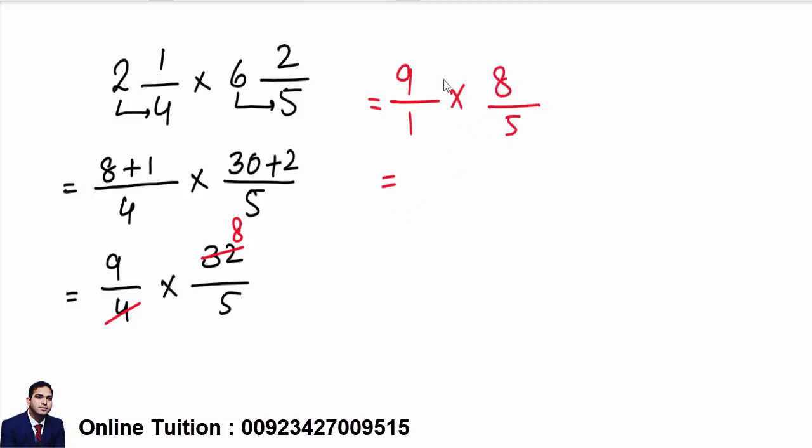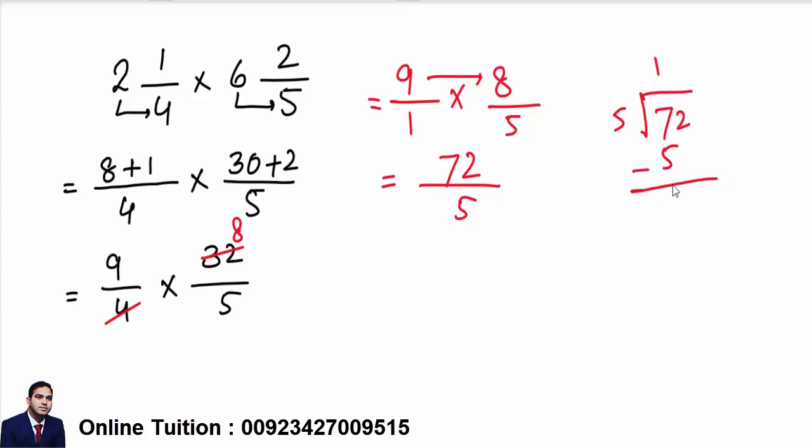So next is 9 multiply with 8. This is 72. 9 8s are 72 over 5. Now this is numerator 72 and denominator is 5. So we have to do further division, 72 divided by 5. 1s are 5. 7 minus 5 is 2. 2 will be dropped down to 22. 5 4s are 20. So this is 2.